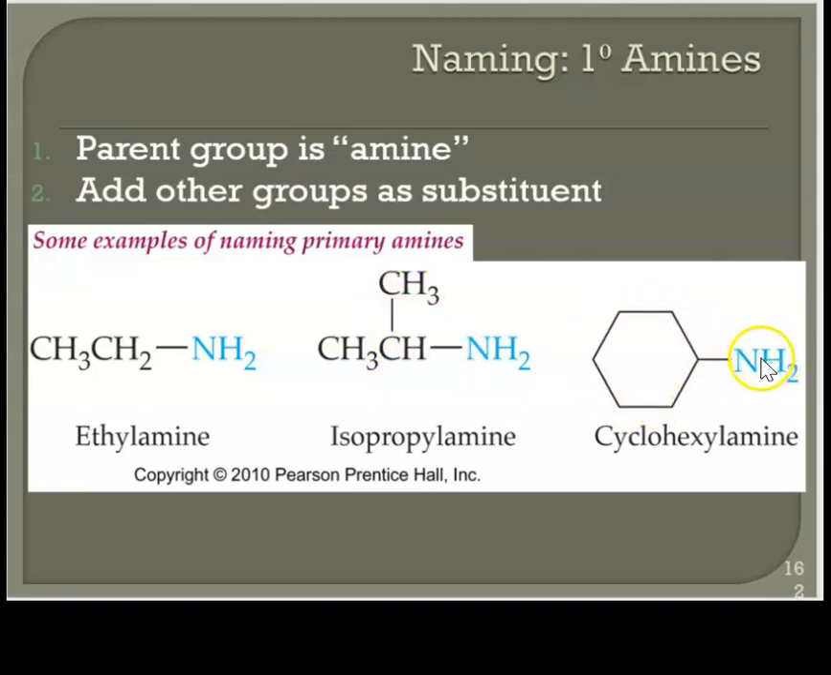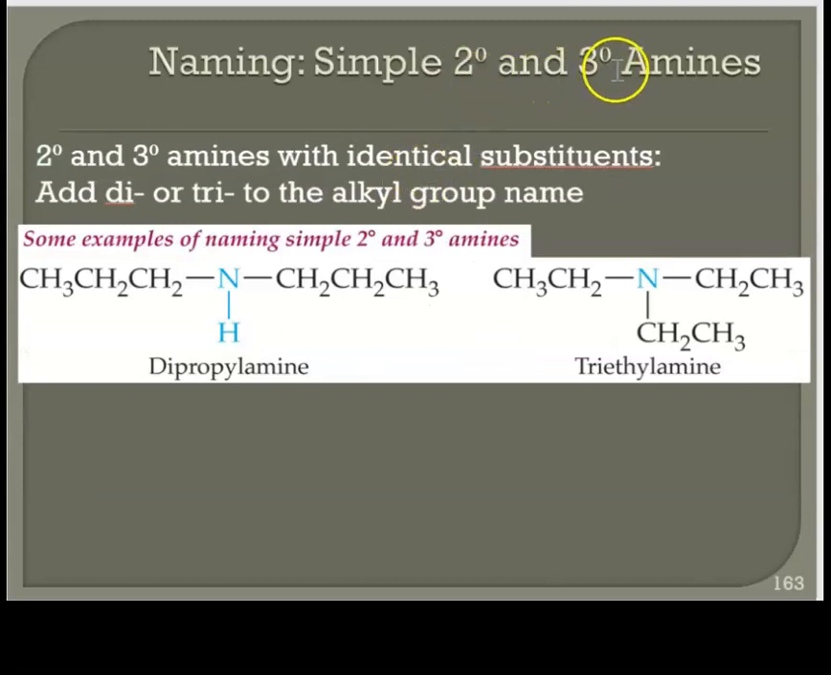So we generally put that chain in front. If it's a primary amine, we can put that chain in front and then just put the amine on the end. Things get a little more difficult when we have secondary and tertiary amines. And usually we'll do something like dipropyl, methyl, ethyl, propyl. So we have dipropylamine or triethylamine. So if they're both the same on both sides, we can do that.